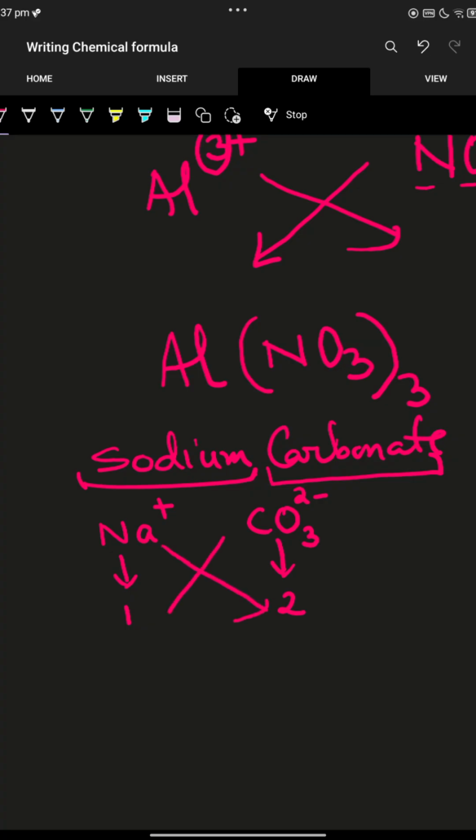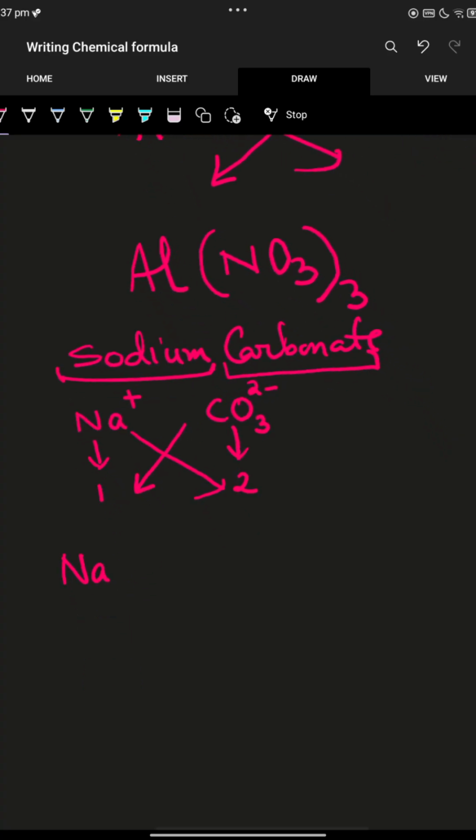Do the crisscross of it. Sodium will get 2. So write Na2CO3. Now you may think this is polyatomic, that is having carbon and oxygen. Then why aren't we giving the bracket? Keep in mind that it may be polyatomic, but over here it is 1. It should be more than 1, then you will give bracket. Suppose CO3 whole twice, then you will give bracket.